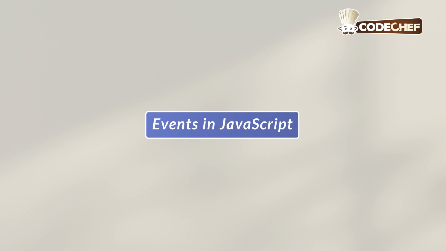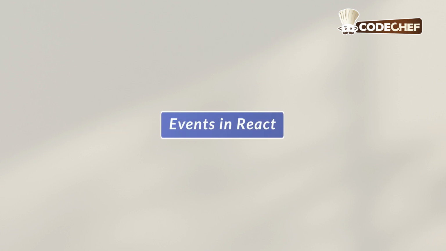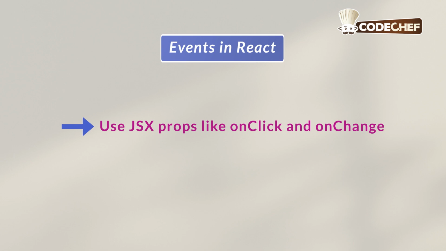In plain JavaScript, events are handled using addEventListener. This requires manual DOM selection and cleanup. While this works, it becomes harder to manage as the applications grow. React simplifies this by letting us attach event handlers directly in JSX. Instead of selecting elements, we use props like onClick and onChange. React manages event listeners automatically.